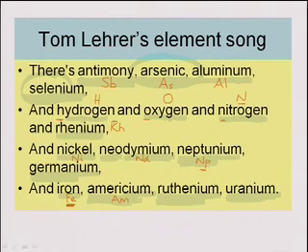Americium is Am, ruthenium is Ru, and uranium is just U, because there are no other elements whose names begin with a U. So we have shorthand terms, or letters or abbreviations, for all of the elements. And this really makes our life so much simpler.